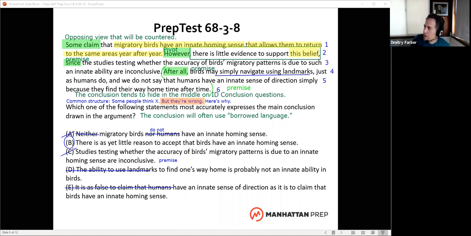So I might say, for instance, some people think the stock market's going to go down. However, there are several key indicators they're overlooking. Therefore, we can't be sure the stock market will go down. So the however there is introducing new evidence, but not the conclusion itself. It can also show up in a totally different way.